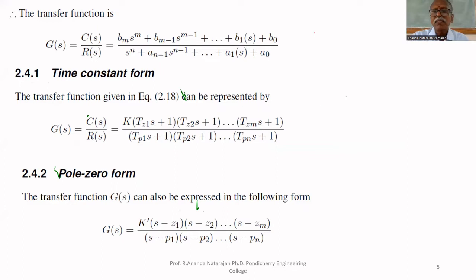Suppose I'm having a system. G of S is a system. The input to the system is R of t. Output of the system is C of t. The input to the system is R of t and the output of the system is C of t.